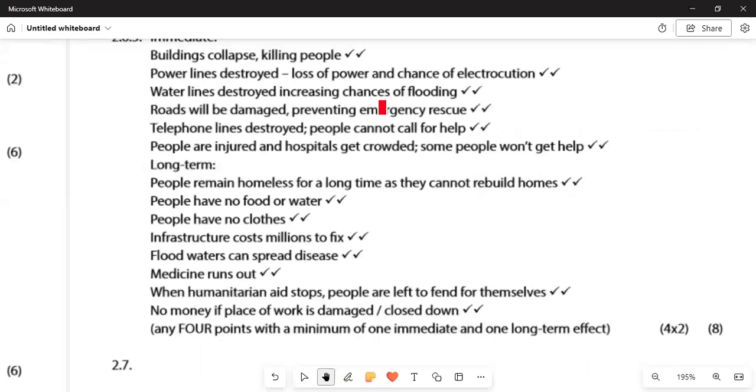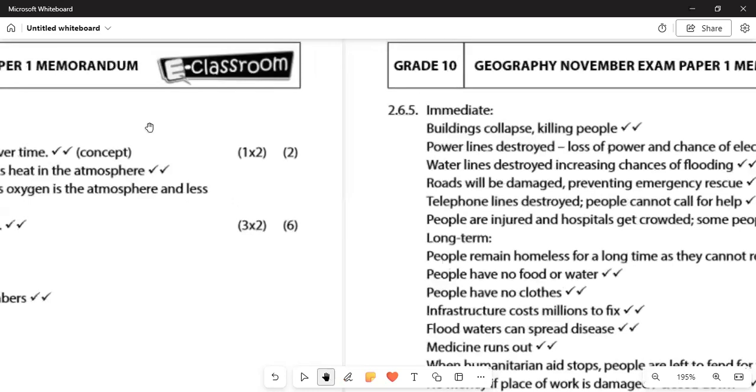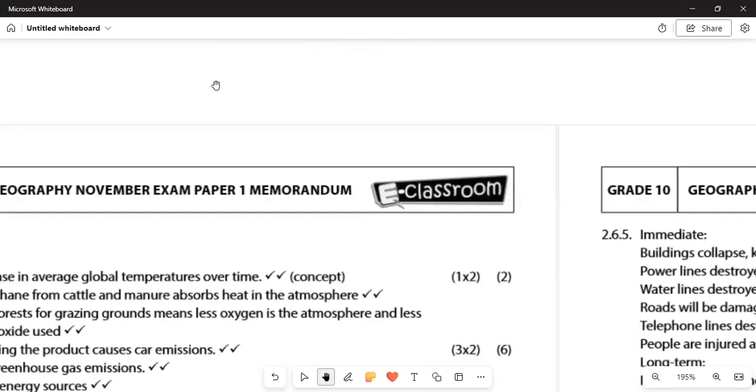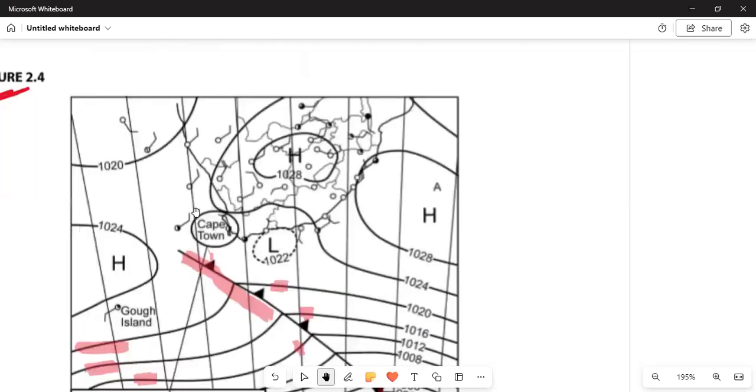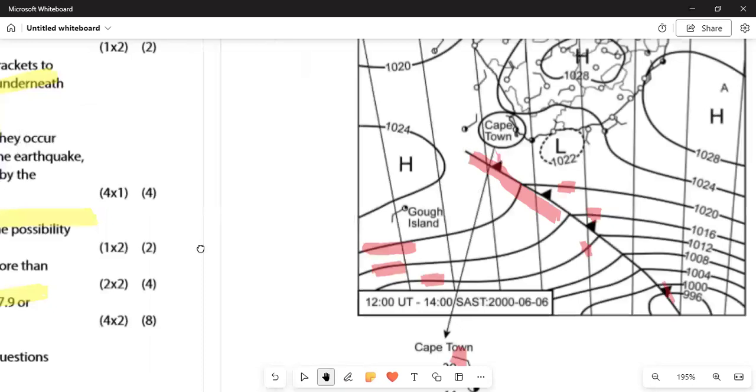And this is the long term. People remain homeless for a long time as they cannot rebuild homes. People have no food or water. People have no clothes. Infrastructure costs millions to fix. Flood waters can spread disease, medicines run out, and when humanitarian aid stops, people are left to fend for themselves. No money. If the place of work is damaged, it will be closed down. So those are the long-term effects. All right. And then you get your marks. Before we finish this chapter, we must look at the question that follows.